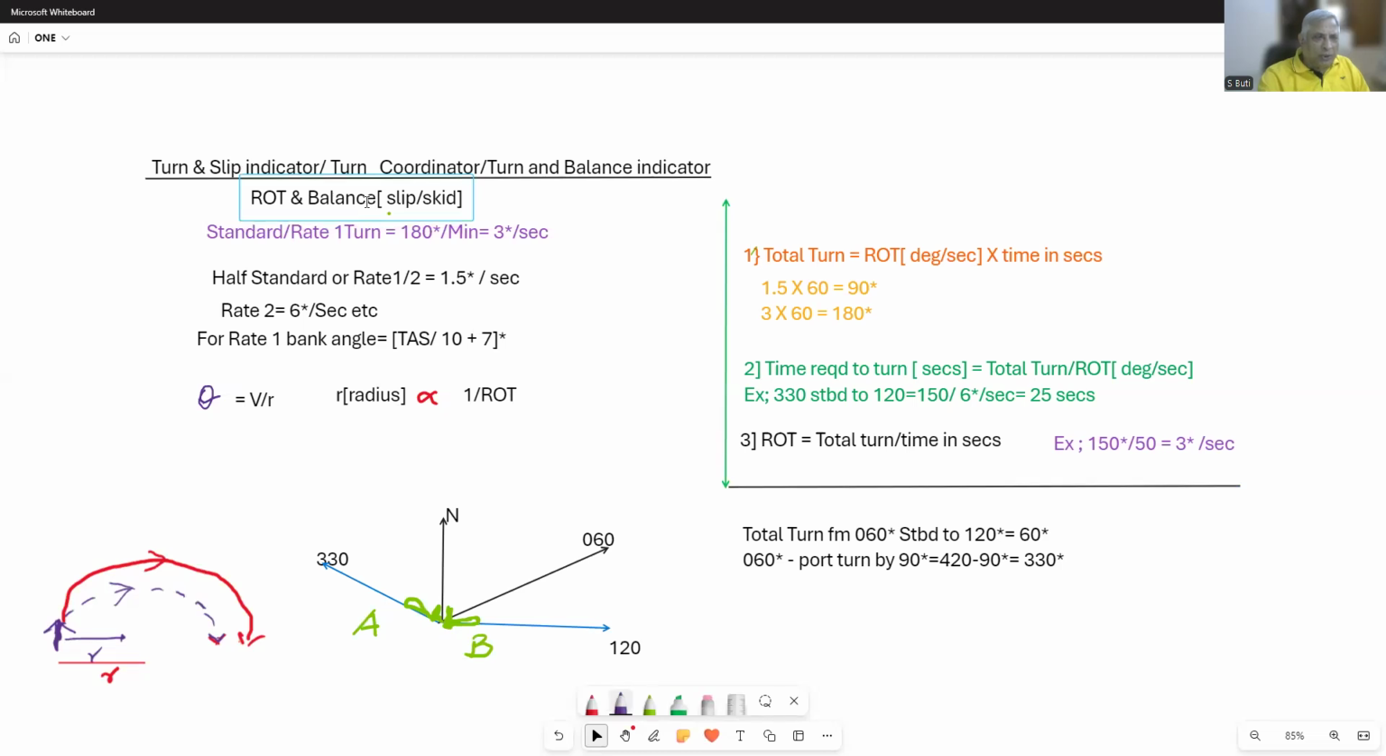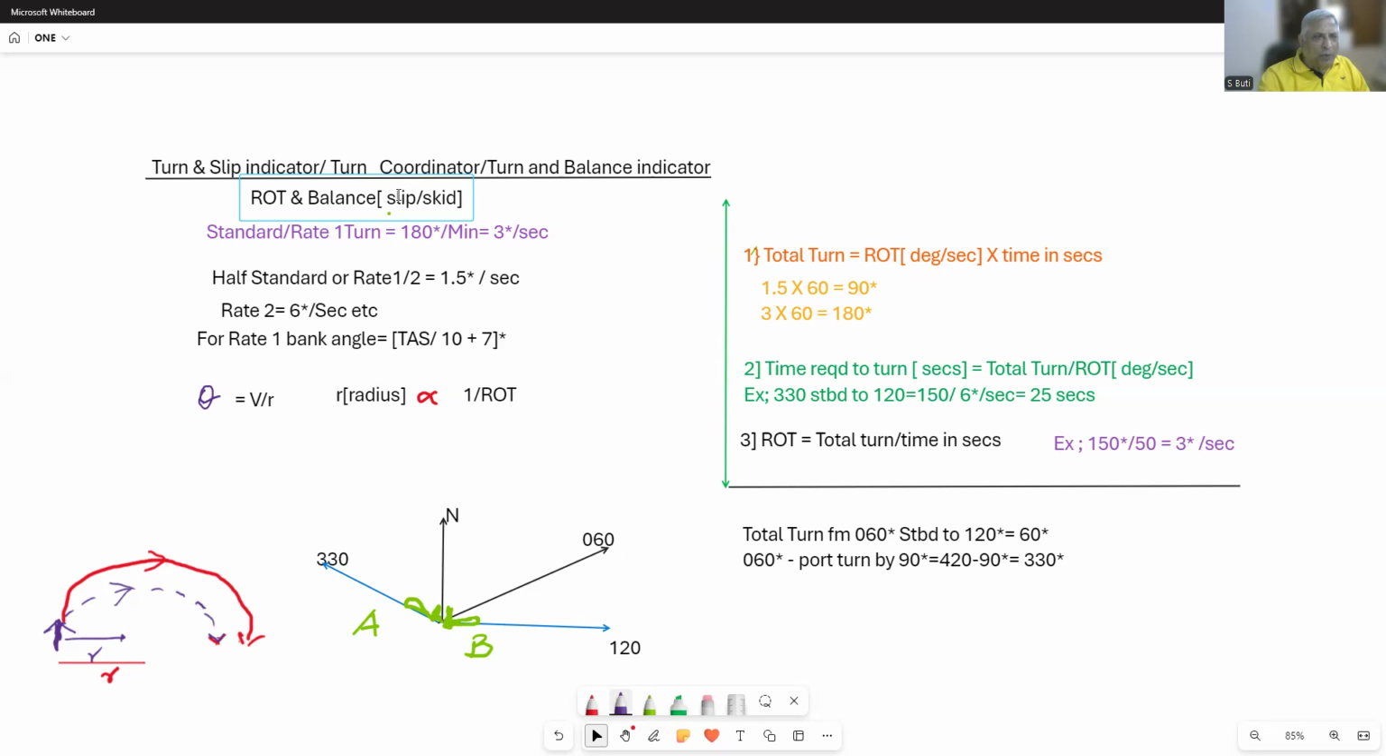There is a spirit level ball. When you are turning right and the ball also goes to the right, you are slipping, which means you have given extra bank angle. Reduce the bank angle or increase rudder. You are turning right, but the ball has gone to the left, which means the aircraft is skidding and you have given excessive rudder. If necessary, decrease the rudder or increase bank.